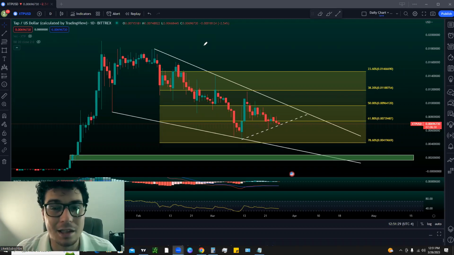We're going to take a look at the TAP token. This is ticker symbol XTP, breaking things down on the daily time frame, and we're going to go over some of the key levels of support and resistance, as well as the current chart pattern that we have forming right now.